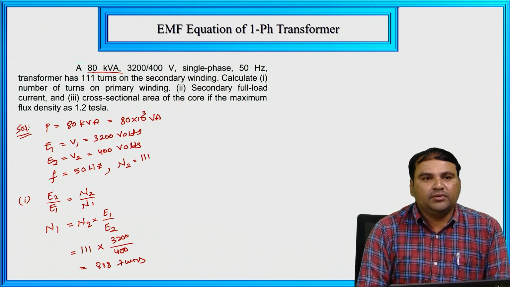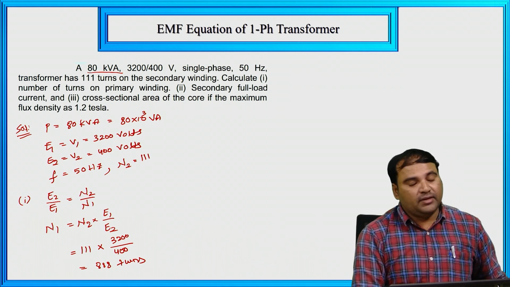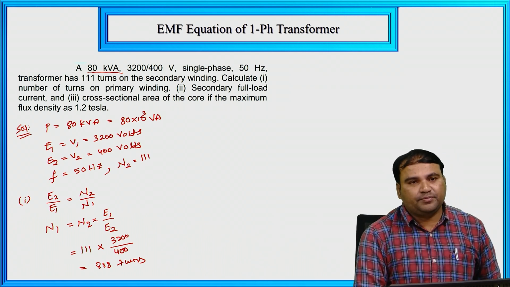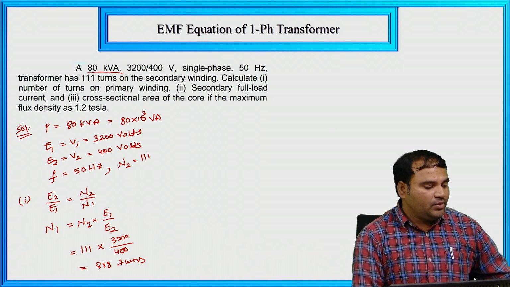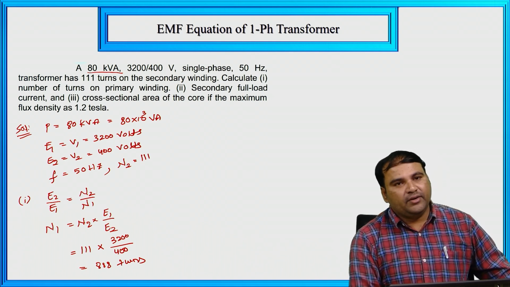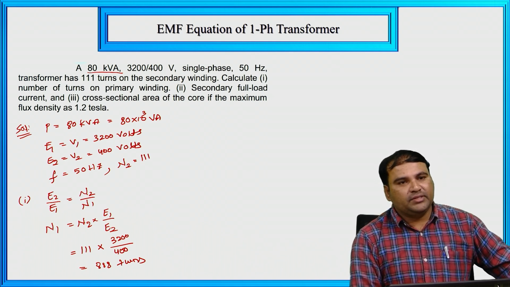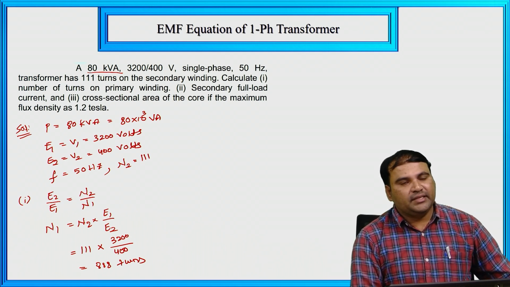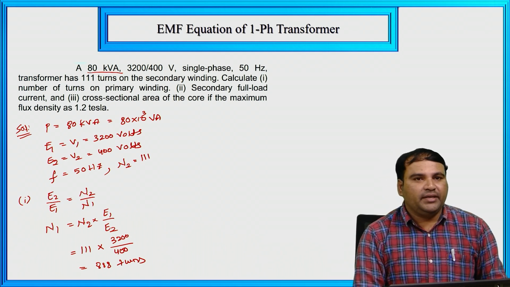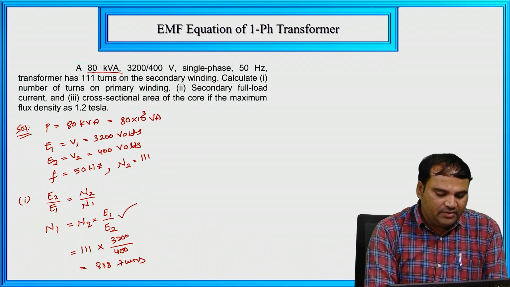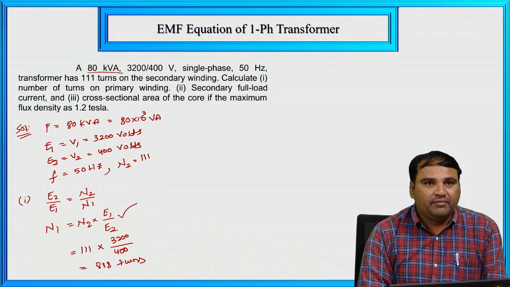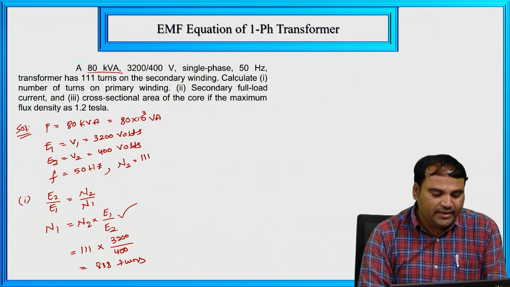Here is the first bit. By using the transformation ratio in terms of the EMF, E2 by E1 is equal to N2 divided by N1, by using that equation we'll get N1 is equal to N2 into E1 by E2. If you substitute all the values in this equation, we'll get the primary number of turns, that is 888 turns.